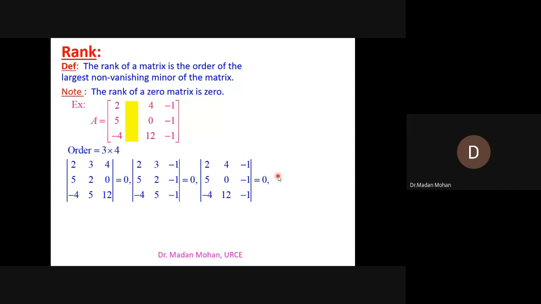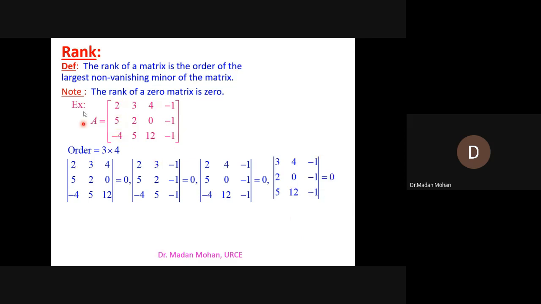I require non-vanishing. So what do I do? I have one more possibility. Remove the first column. Now take the determinant. I calculate the determinant of this one: 3 into 0 plus 12, minus 4 into next minus 1, like this. I calculate the determinant. By bad luck, it is also 0.